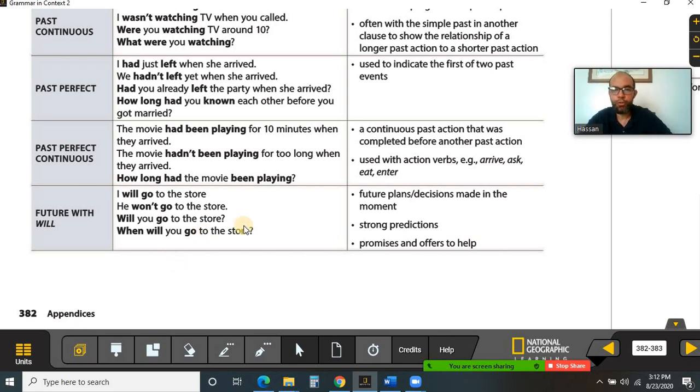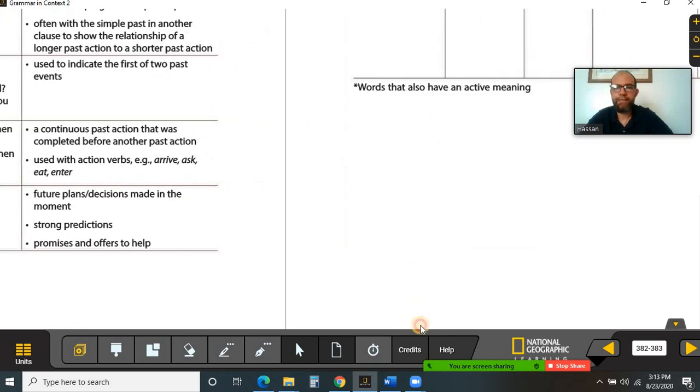Will you go to the store? Okay. When will you go to the store? Let's say I have a strong prediction that it is going to rain, so I should say it will rain tomorrow. This is a strong prediction about something that will happen or take place in the future. And also for promises and offers to help, we use the future. I will help you. Okay. Yeah, I hope this is enough for the future.